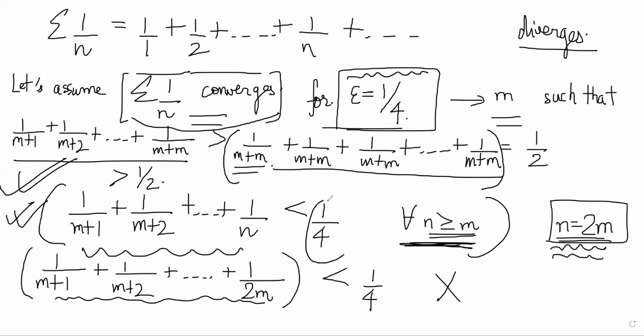Because I want to get 1/4. I want to get something bigger, because if n is equal to 2m, then I have m terms, and each term I can replace with this. I'll get 1/2. I can put n equal to 4m and so on also.